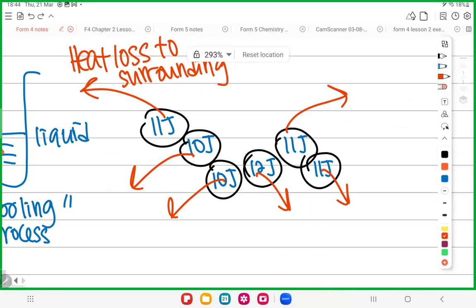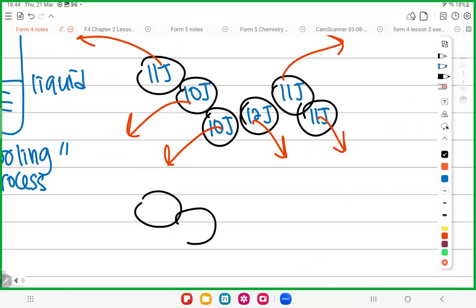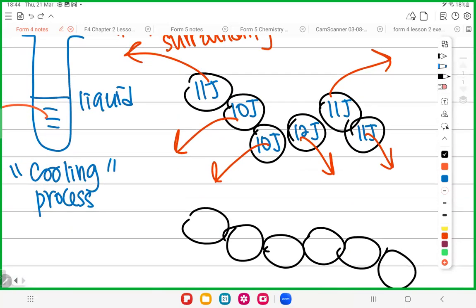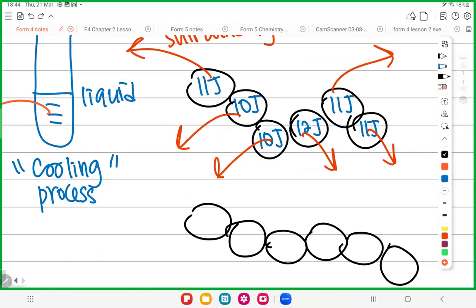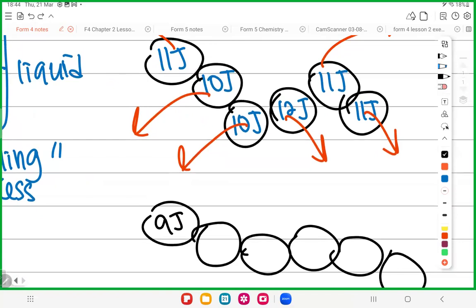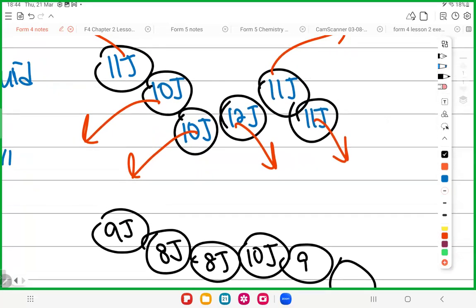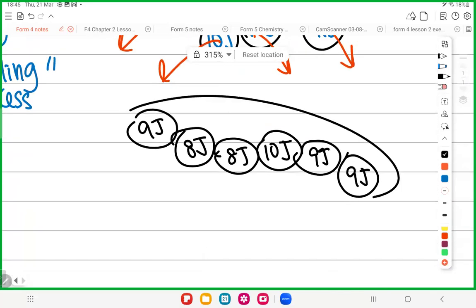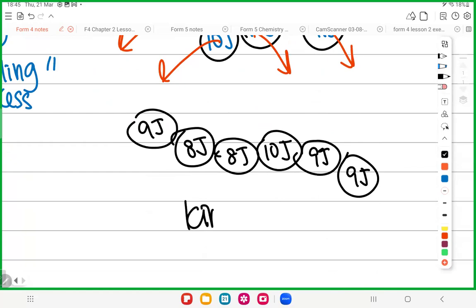So when you throw the heat to the surrounding, what happens, guys? Imagine initially you have 10 ringgit in your pocket. You throw 2 ringgit to the surrounding, you have 8 left. When the particles throw away energy to the surrounding, they will have less and less energy. What is their energy? Kinetic energy. So when you throw away energy to the surrounding, the kinetic energy is lower.